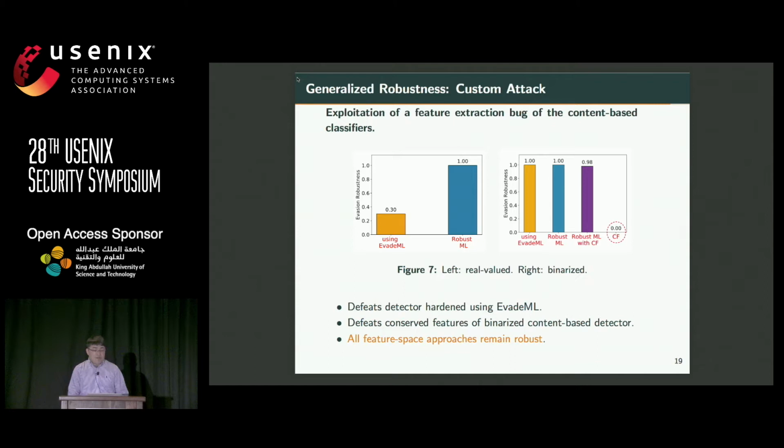And finally, we evaluate the generalized robustness with a custom attack. This attack exploits a feature extraction bug of the content-based classifiers. In particular, we replace some entries of the PDF with their hex representation. Our results show that this attack can defeat the classifier retrained by EvadeML. And also, for the binarized content-based classifier, we retrain a classifier just using the conserved features. We found that this classifier can be defeated by the custom attack as well. Thus, conserved features alone can be defeated, but the combination of the feature-based attack model together with conserved features remains robust.